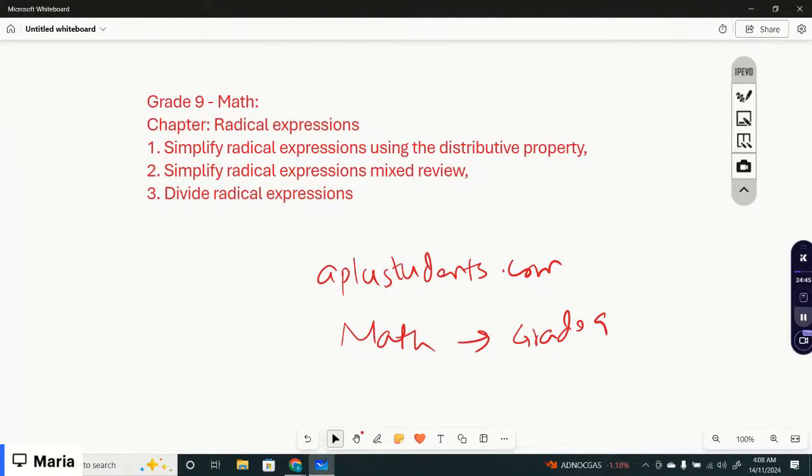The lessons we're going to cover today are simplify radical expressions using distributive property, simplify radical expressions mixed review, and divide radical expressions.